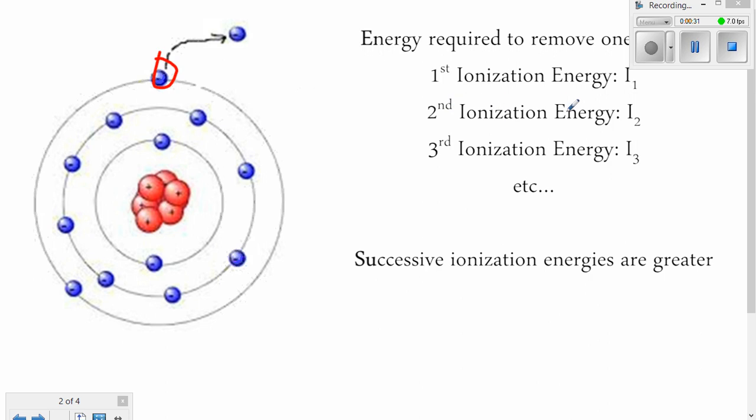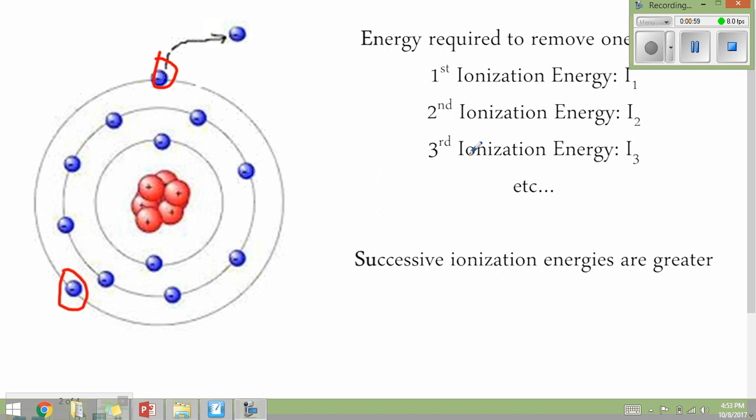The second ionization energy, denoted I2, would refer to the second electron being removed. The third ionization energy, I3, would be the third electron removed, and so on and so forth. Successive ionization energies are always greater than the ones before. If you were to look that up, it would tell you that it's greater because there's fewer electrons, which would make a more positive atom, based on the Coulombic charges of the positive protons in the nucleus.